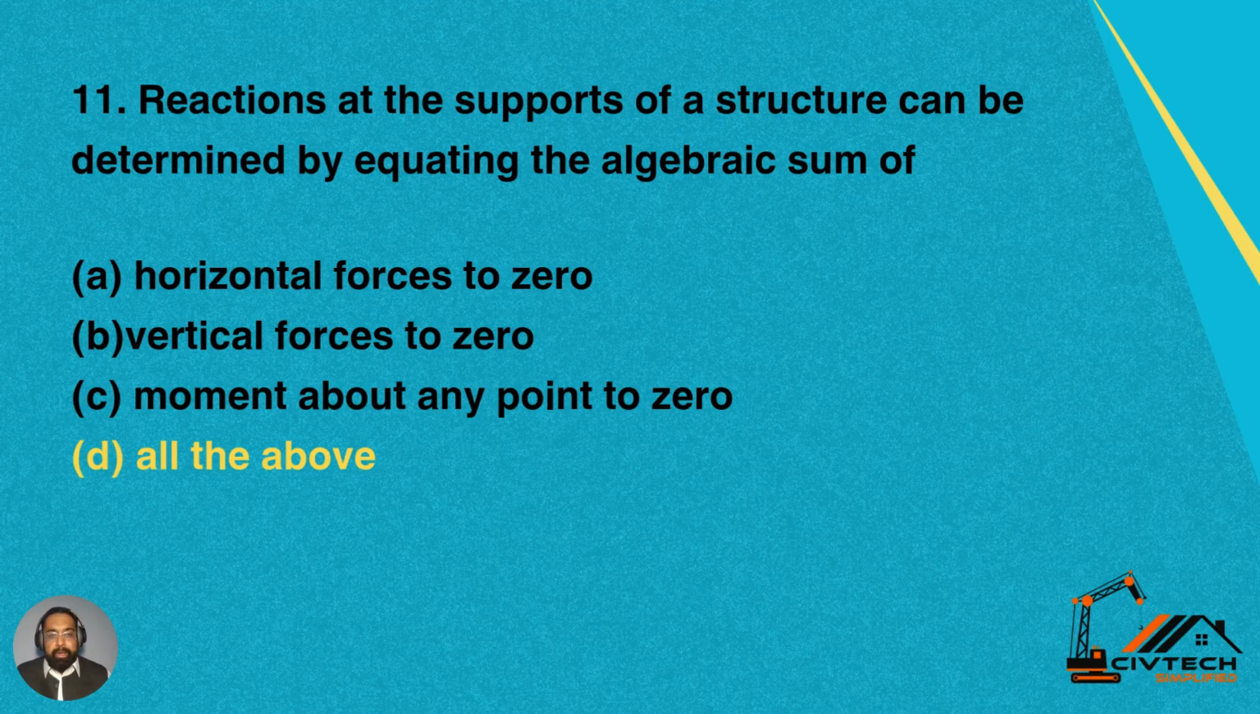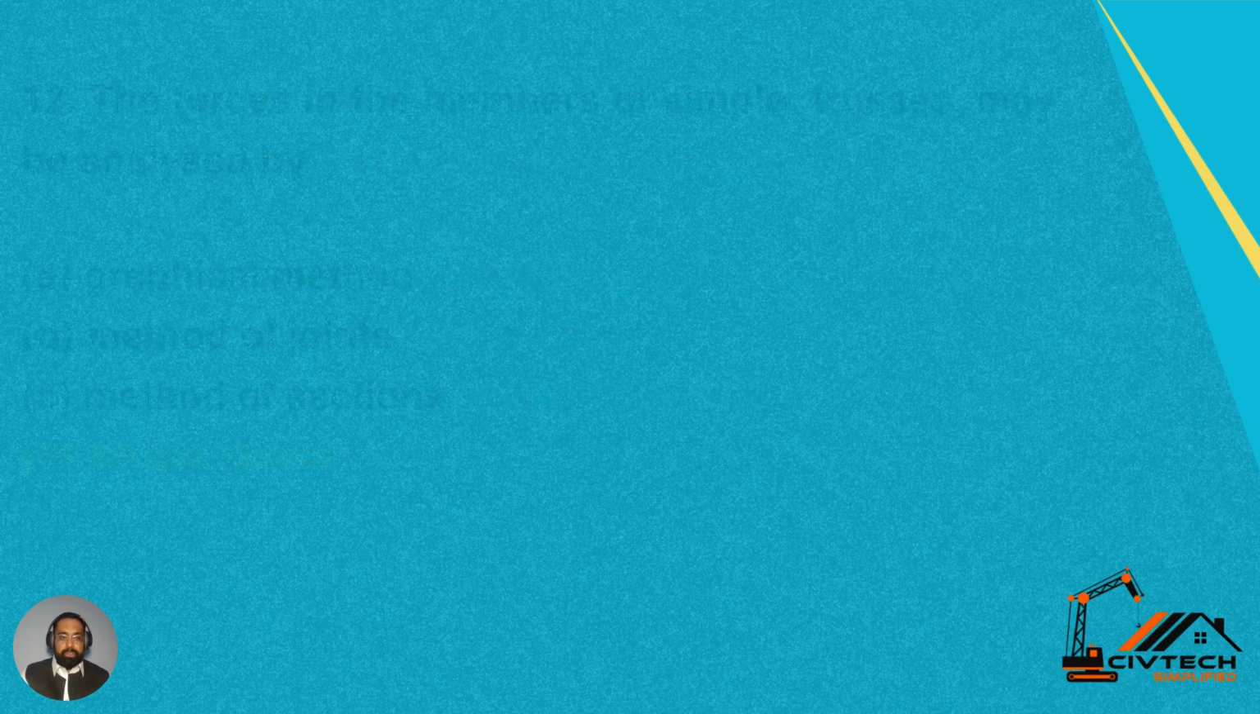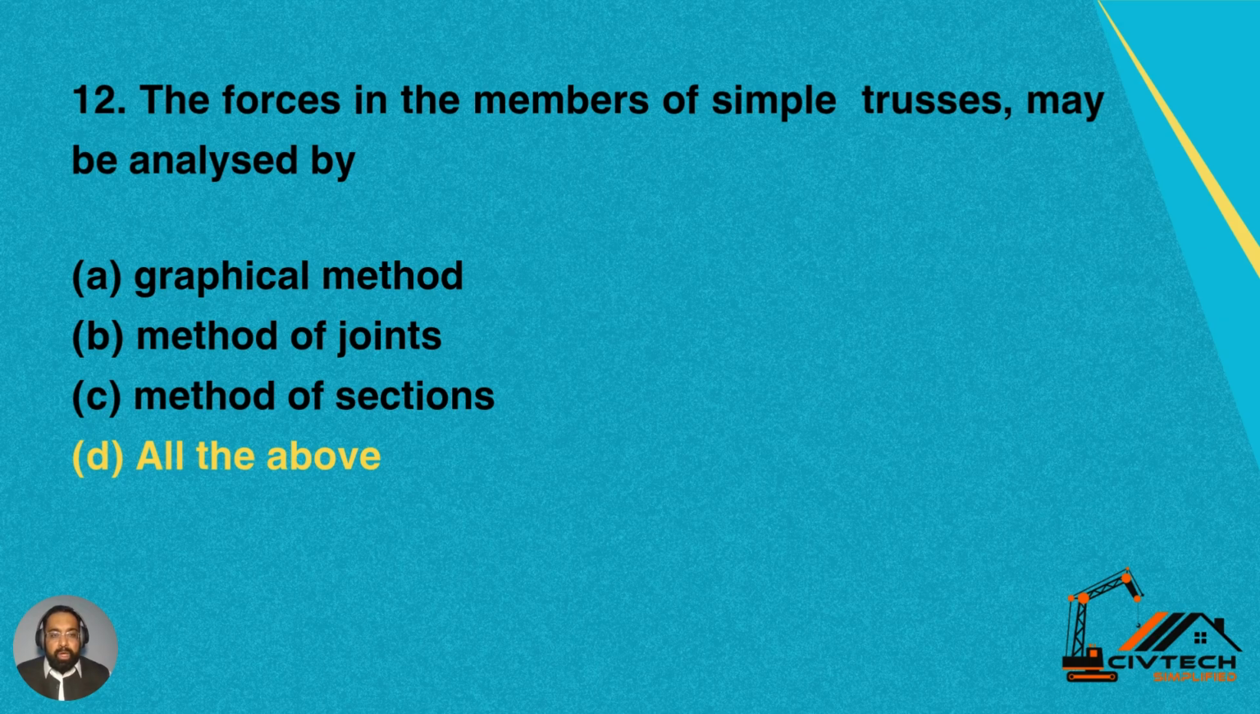Question 11. Reactions at the supports of a structure can be determined by equating the algebraic sum of option A, horizontal forces to 0, option B, vertical forces to 0, option C, moment about any point to 0, option D, all of the above. So reactions at supports of a structure can be determined by equating the algebraic sum of all of these. A, B and C are the correct options. So D, all of the above, is the correct option for this question.